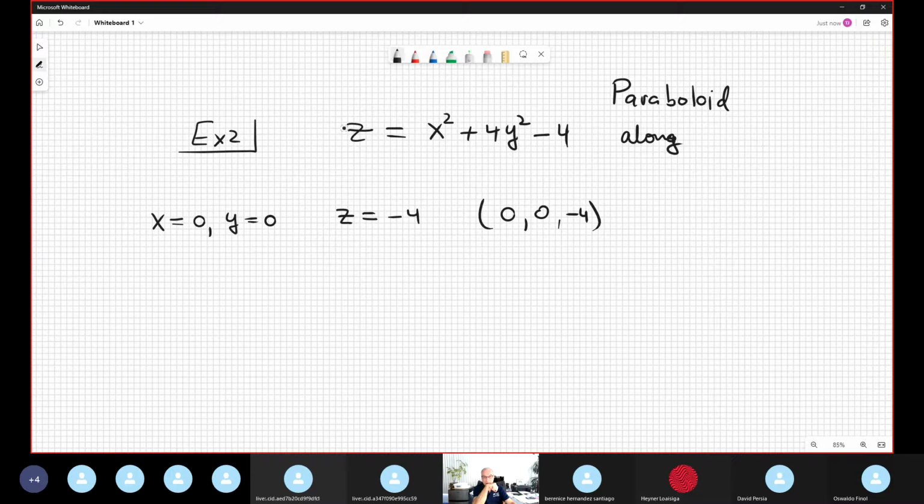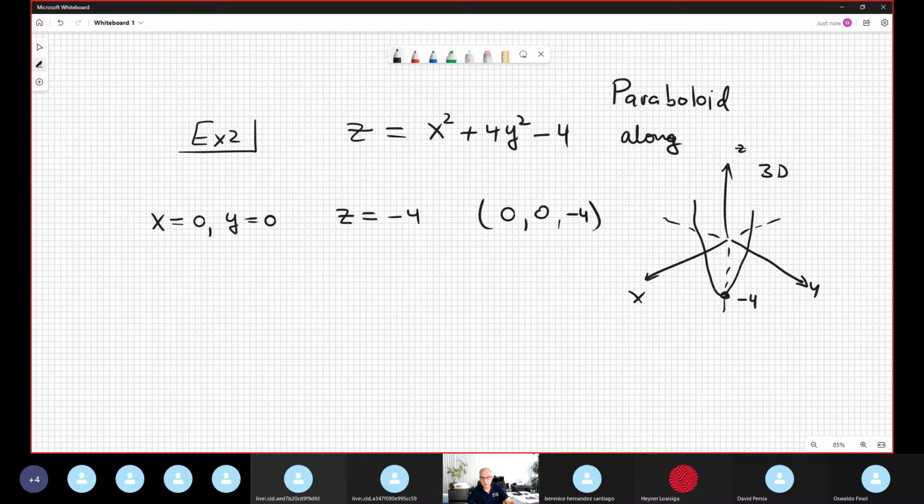We have a translation, right? z equals -4. So my intuition indicates that the 3D picture looks like this paraboloid, and I'm detecting one point at -4 here, (0, 0, -4). This is x, this is y, this is z. It opens upward, right? Makes sense. How do you know? Because the coefficient here is positive.